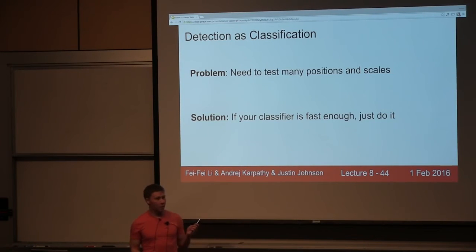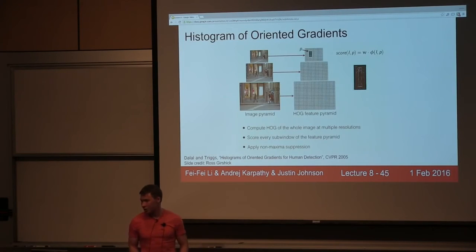Like we said, a problem with this approach is that there's a whole bunch of different positions we need to evaluate. The solution, as of a couple years ago, was to just use really fast classifiers and try them all. Detection is a really old problem in computer vision, so you should probably have a little bit more historical perspective.